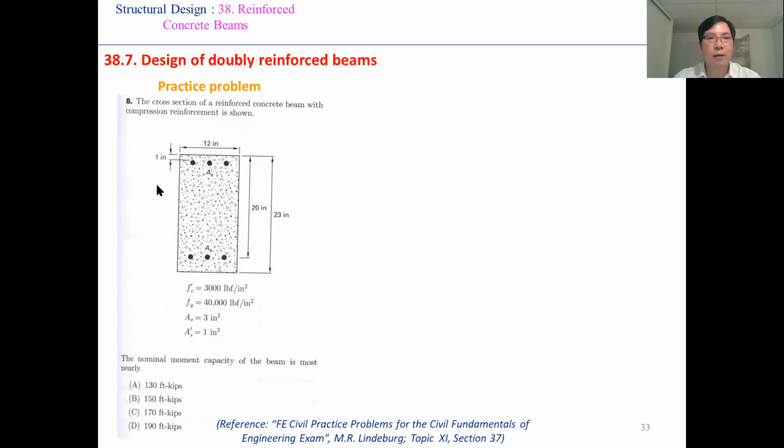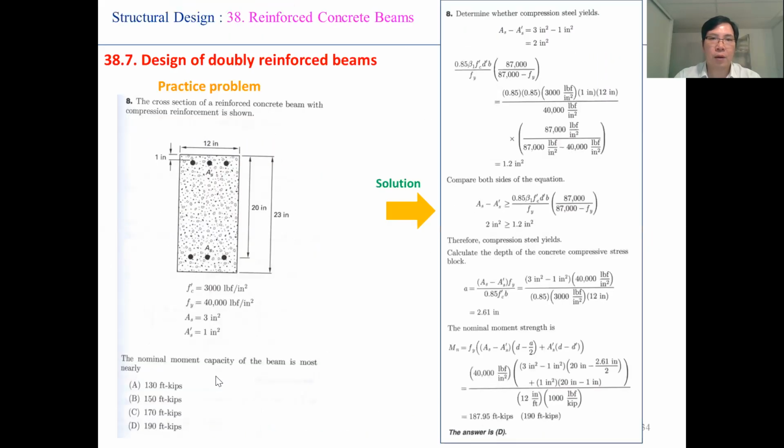You can see here the data, the input data of the problem. The cross section of the reinforced concrete beam with compressive reinforcement is shown in the figure with different properties of the concrete and the steel. And the question is: what is the nominal moment capacity of the beam? So to answer this question, you can see here the steps for finding the result.